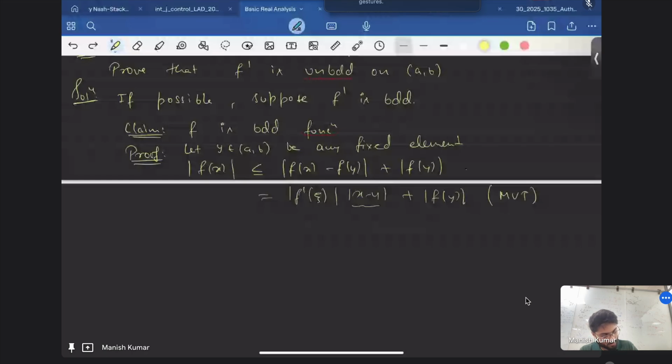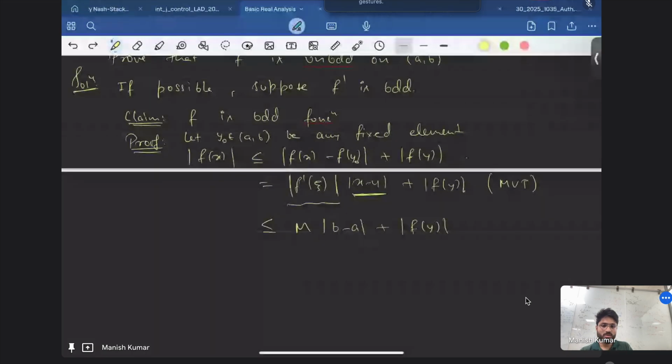Okay, so this is a contradiction, because I assumed f to be unbounded. Is it fine?